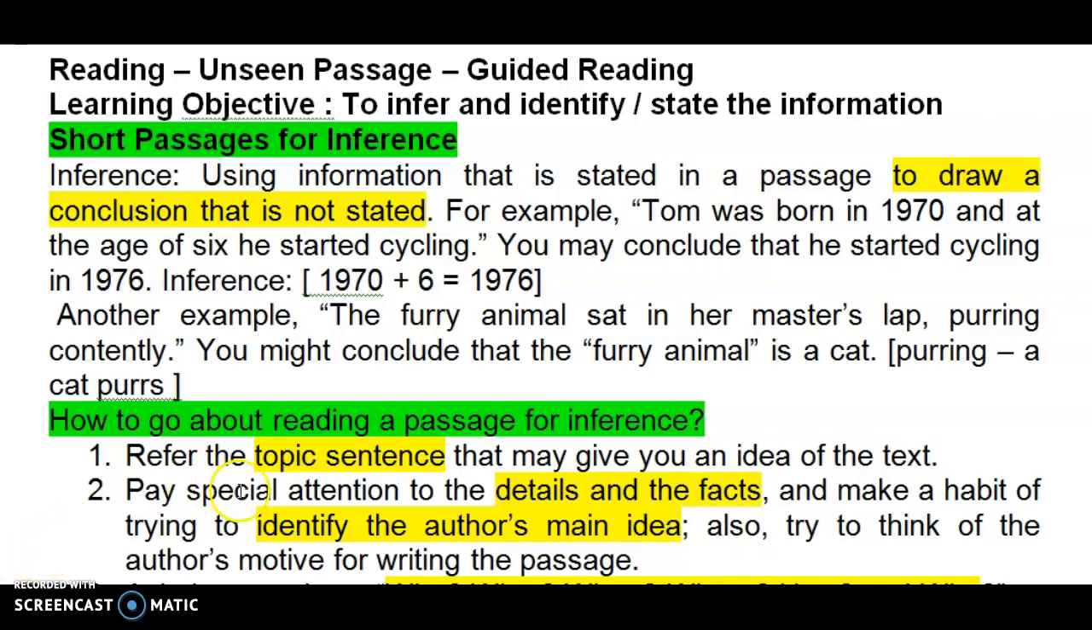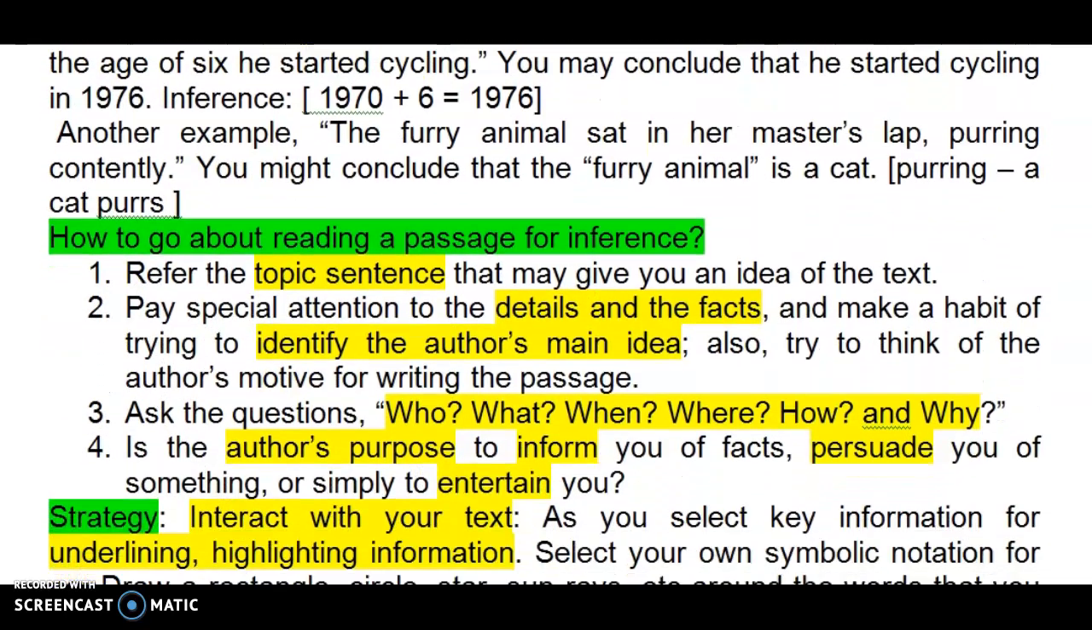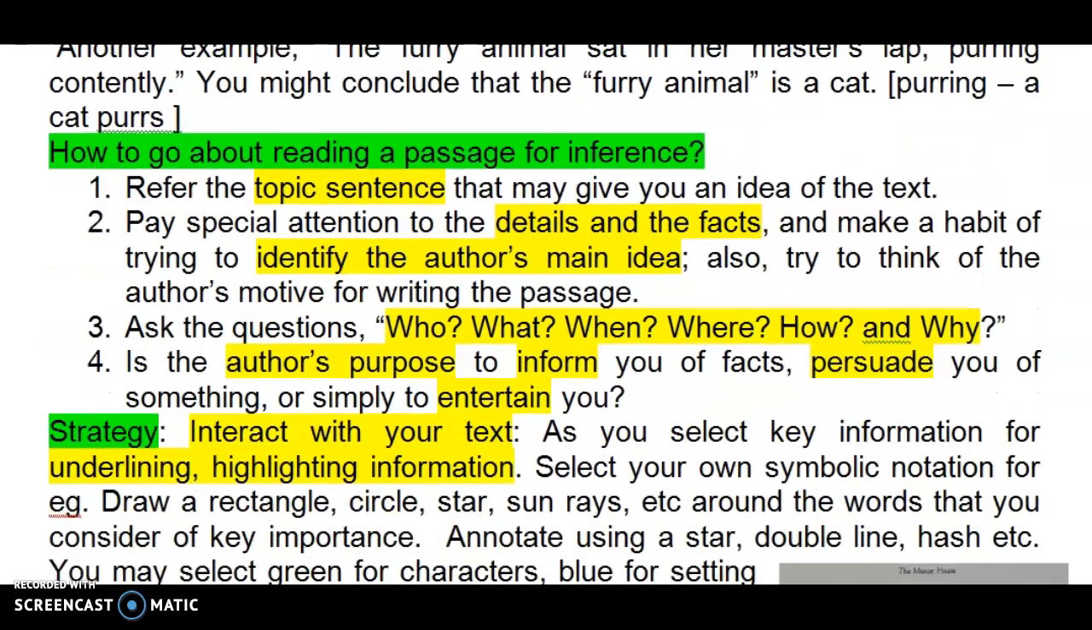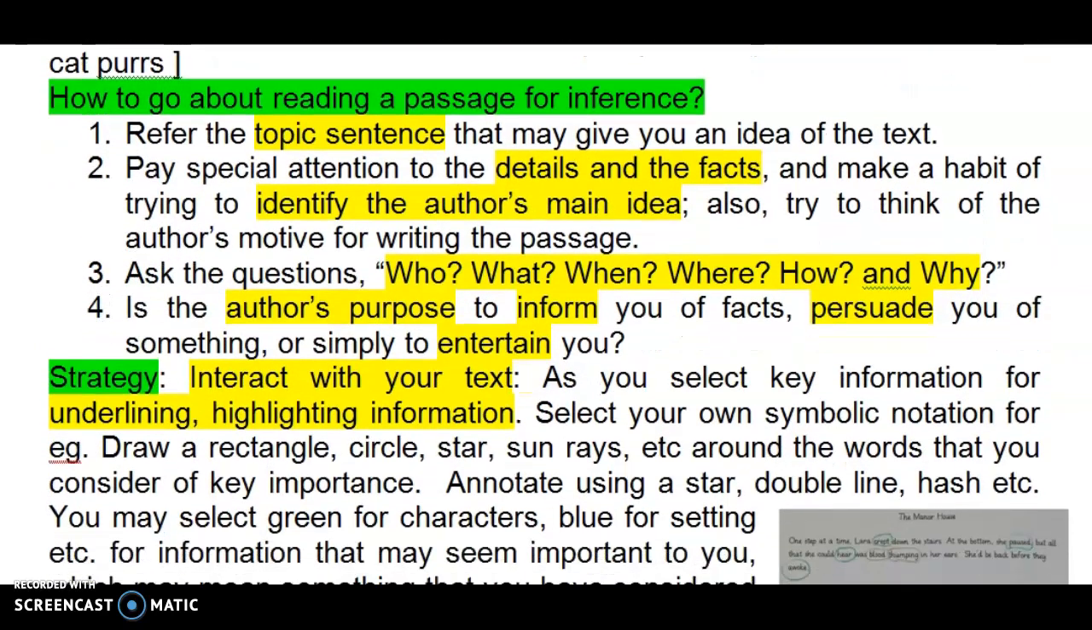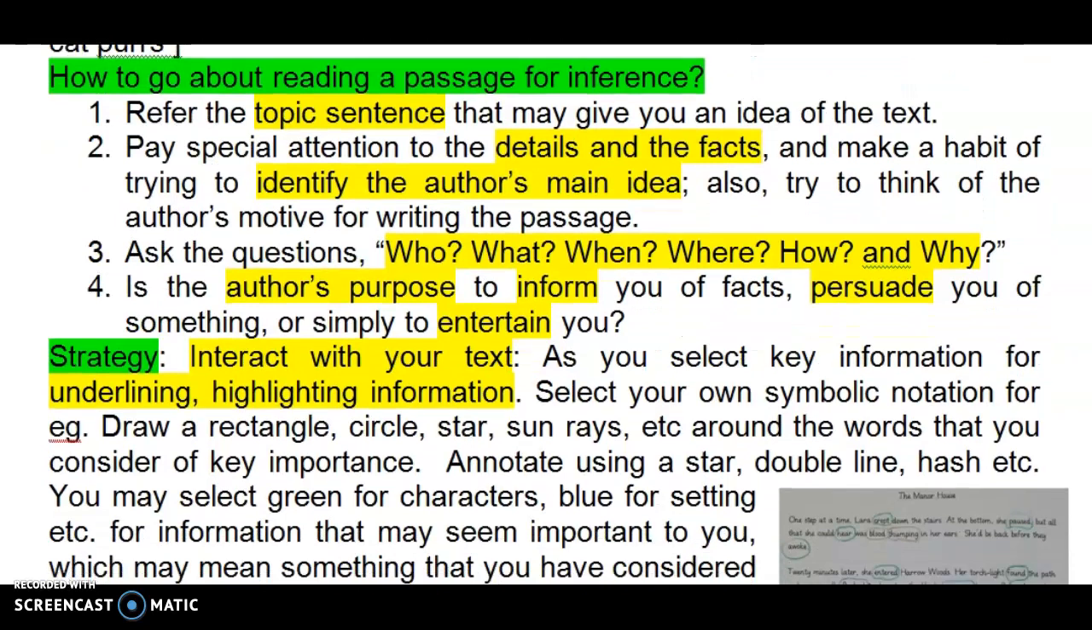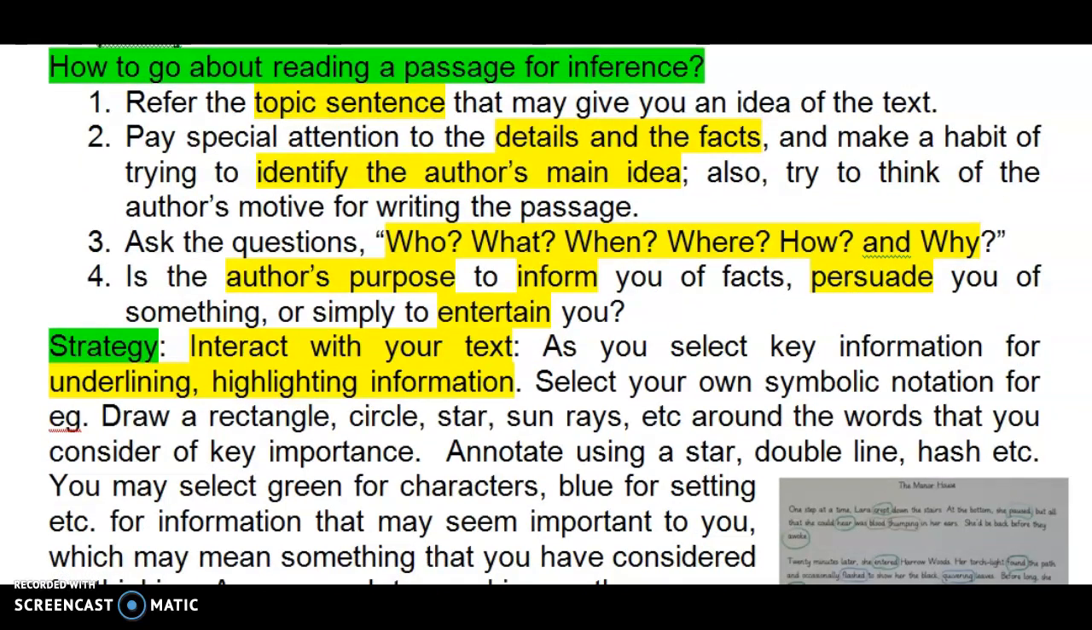Now, how do you go about reading a passage for inference? Let us explore the strategy. Refer to the topic sentence that may give you an idea of the text. I have already covered what the topic sentence is in my previous reading strategy. Please go and read that.